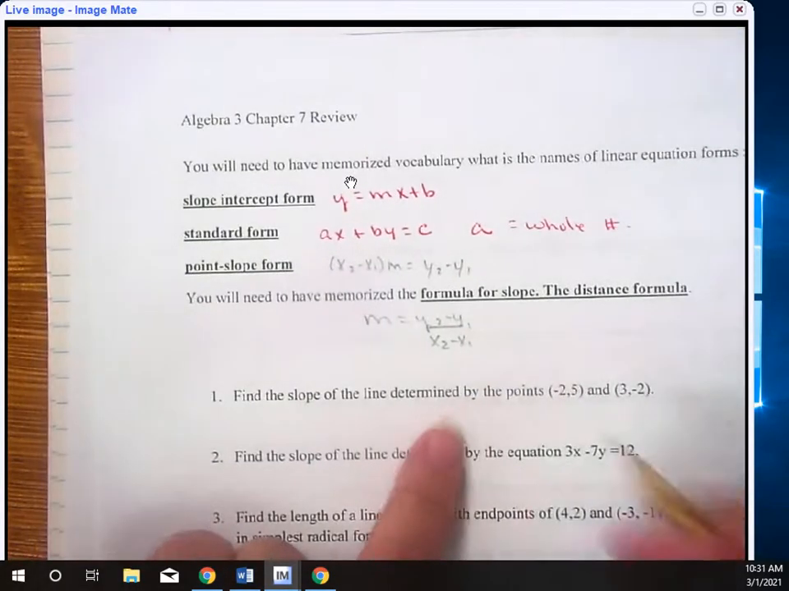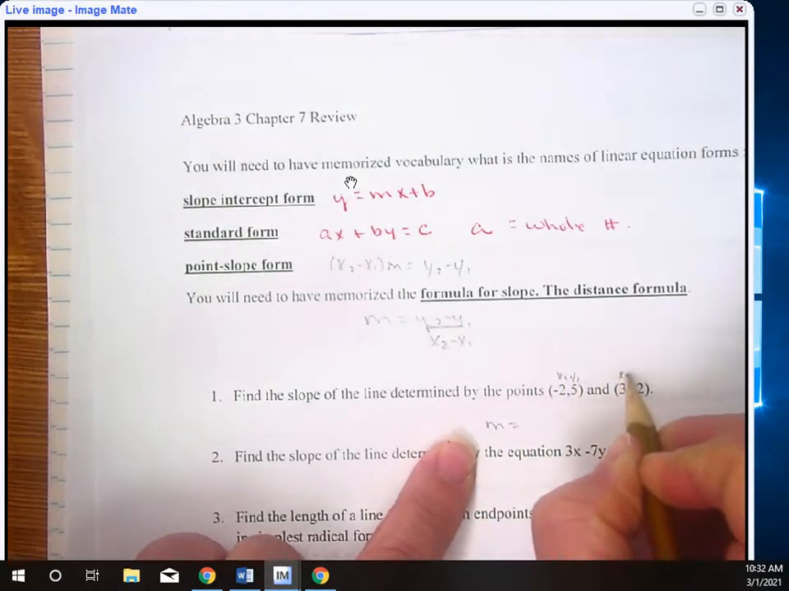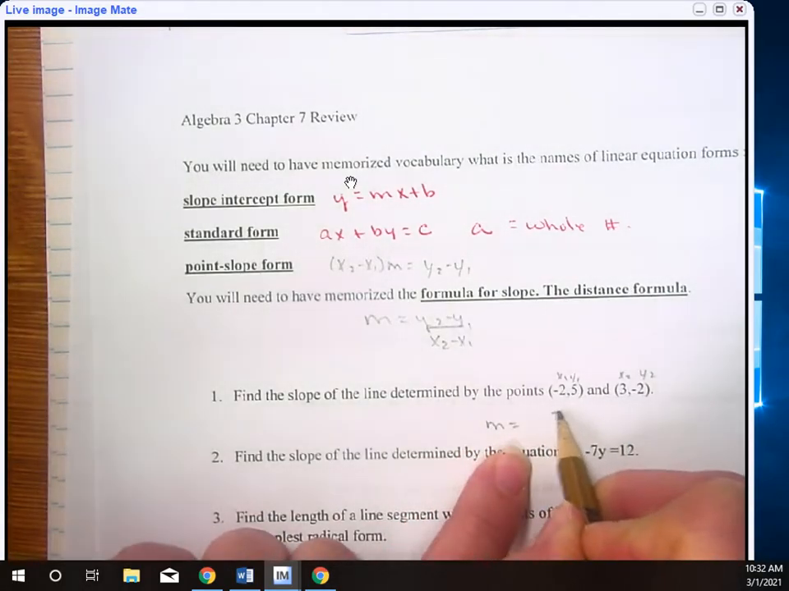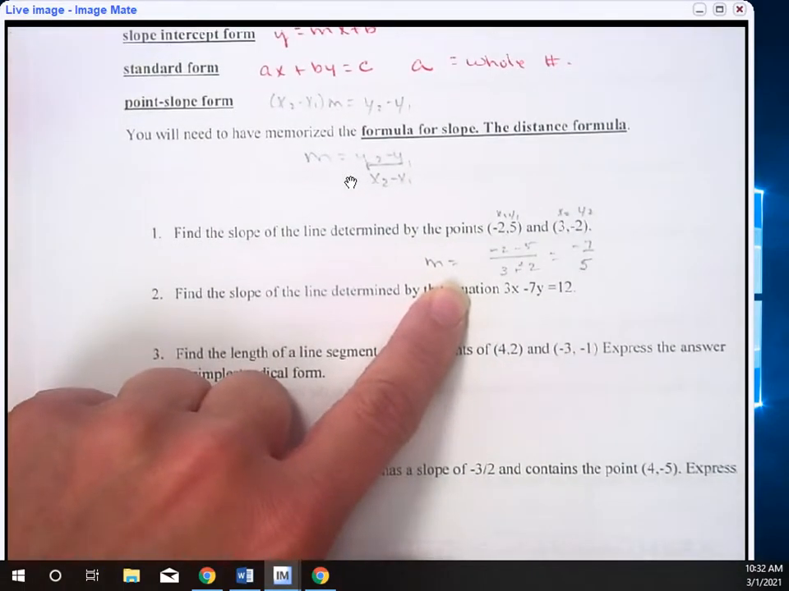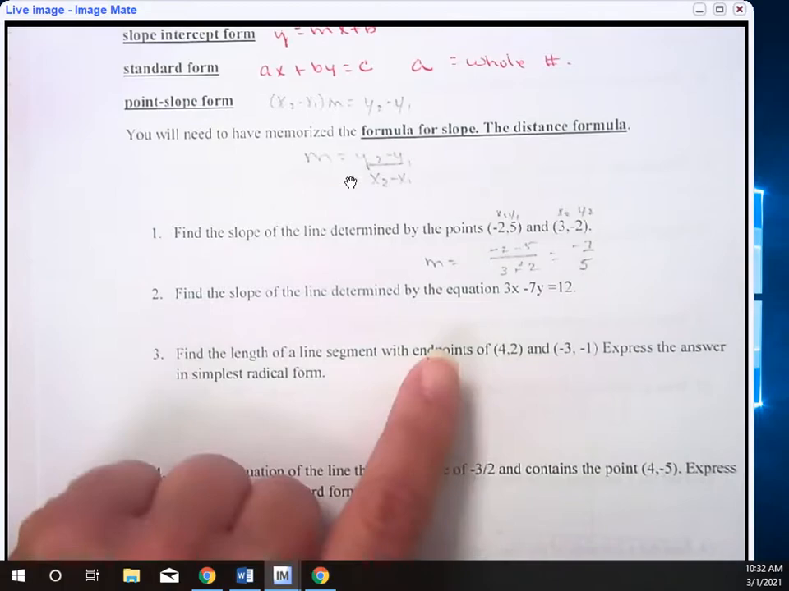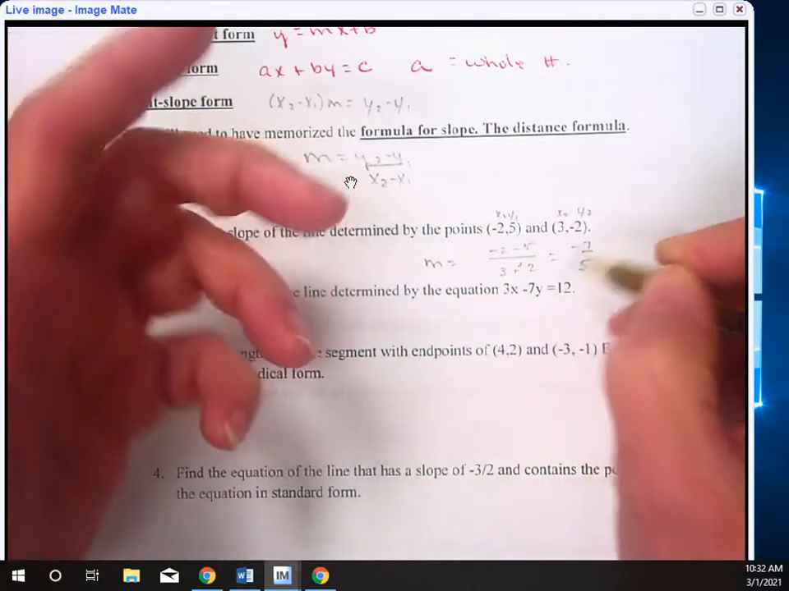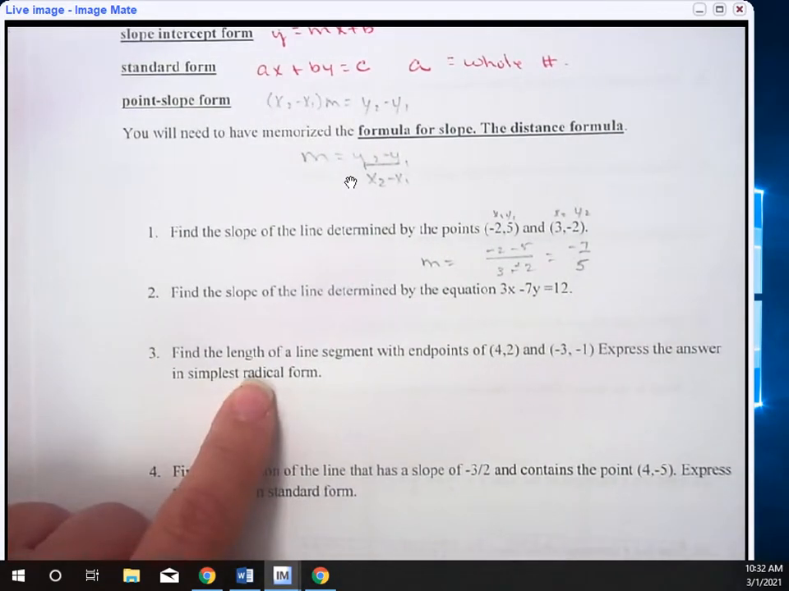So to find the slope, m equals, and you can label these so you don't get confused about where they are. Negative 2 minus 5 over 3 minus a negative 2. And some of you are going to be faster just doing it in your head. Some of you are going to want to type that into the calculator. That's fine. You can do the top, the bottom, and then divide, or you can type it all in the calculator at one time. Totally up to you. Pick the fastest method.